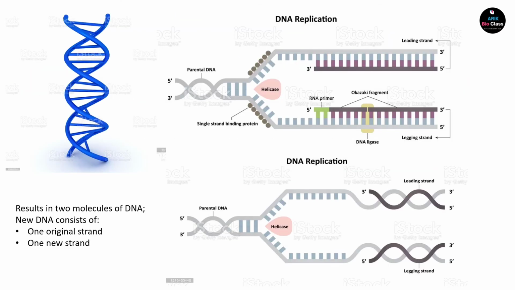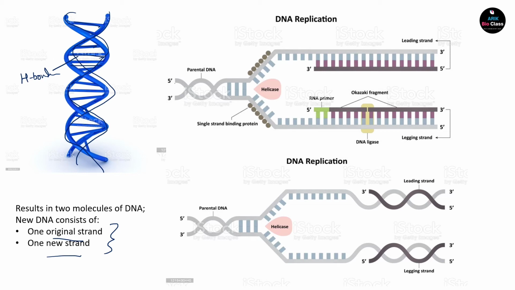Okay, then here is a diagrammatic representation of the replication. We are aware that this is our DNA helix, where these nucleotides are joined with the help of weak hydrogen bonding, isn't it? Now, it results in two molecules of DNA. So, the new DNA consists of what? One original strand and one new strand. So, how does it occur? Let's try to understand the process now.